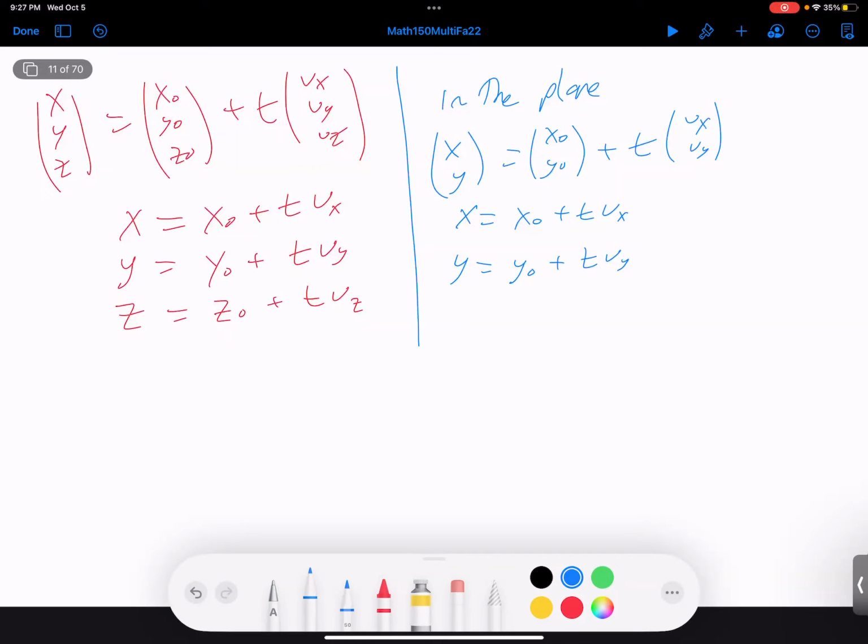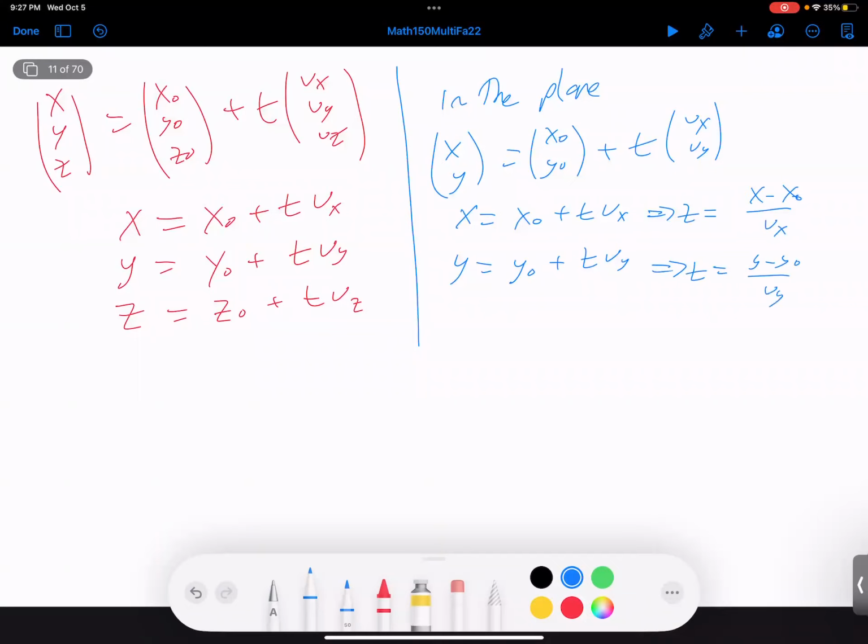Well, the x naughts are fixed. I want just things in terms of the x's, y's and v's. What do I need to get rid of? The t. How can you get rid of t here? What does t equal? How can I get t from x equals x naught plus t vx? So t is x minus x naught over vx. And for the second one, we get the same t is y minus y naught over vy.